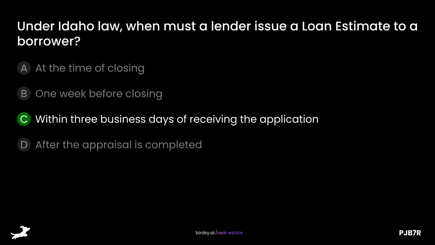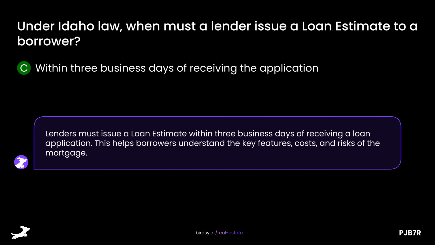The answer is C, within 3 business days of receiving the application. Lenders must issue a loan estimate within 3 business days of receiving a loan application. This helps borrowers understand the key features, costs, and risks of the mortgage.